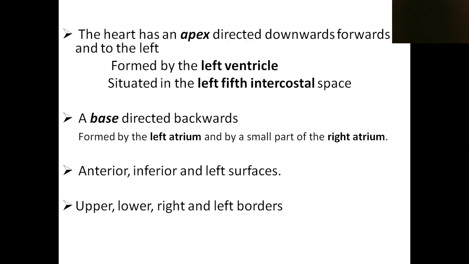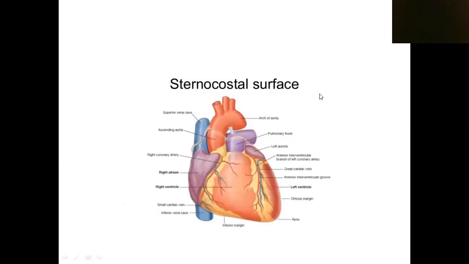Now, this heart has one apex, one base, then three surfaces and four borders. What are they? You will see that. First, the apex, which is formed by the left ventricle and is directed towards the left side and reaches the left fifth intercostal space. See, this is the apex.